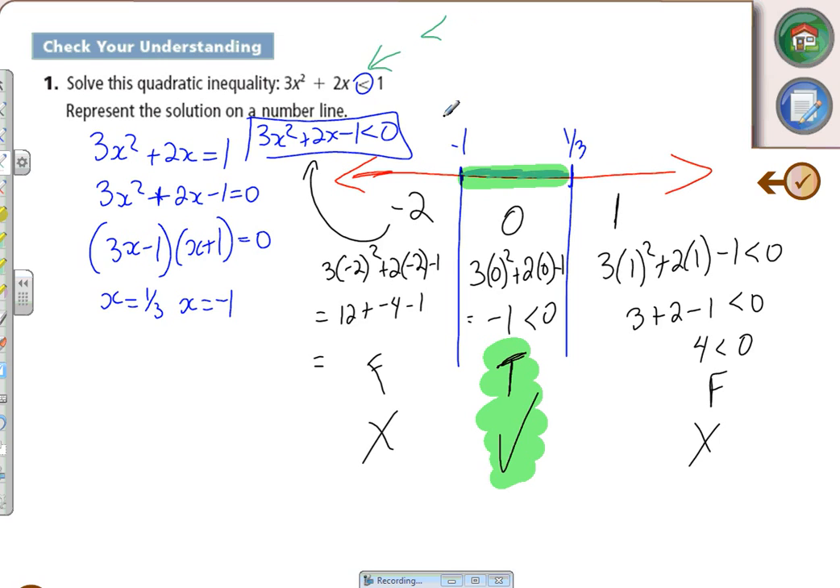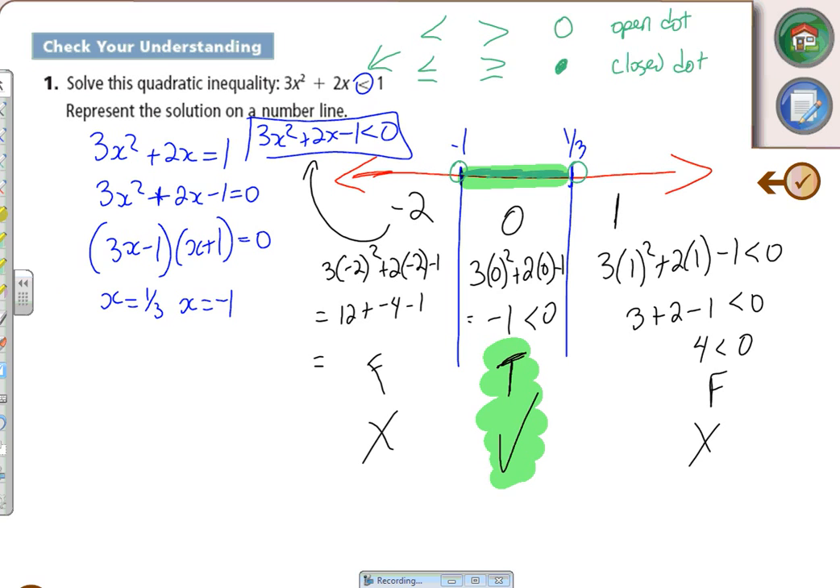If we have less than, or if we have greater than, I'm going to be putting an open circle. If I had less than or equal to, or greater than or equal to, then it includes that point. I'm going to have a closed dot. Because my original was only less than, this is going to be open, and that one's going to be open. There, now I have it graphed on the number line right in between the two.